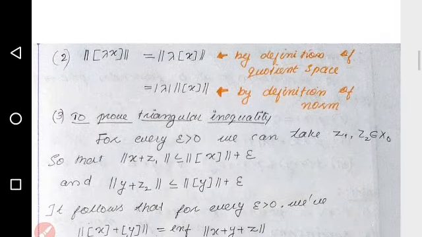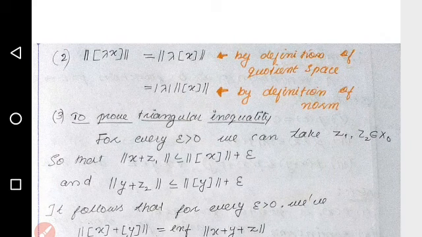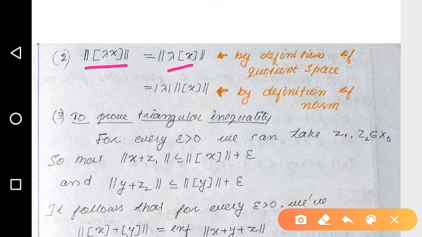Now the next condition, norm of coset lambda x. By definition, coset of lambda x is nothing but lambda into coset x. Again, by definition, norm of lambda into coset x is the same as mod lambda into norm of coset x. That is, norm of coset lambda x is the same as mod lambda into norm of coset x.